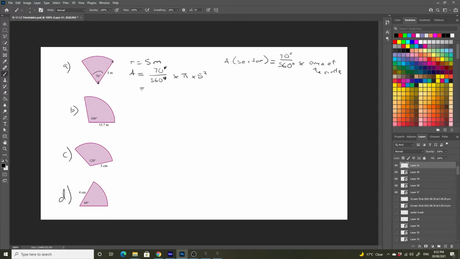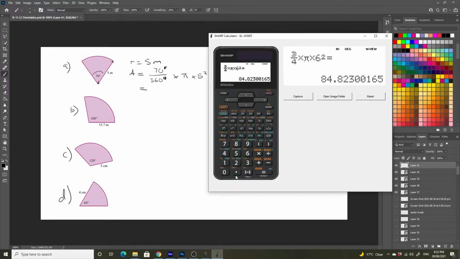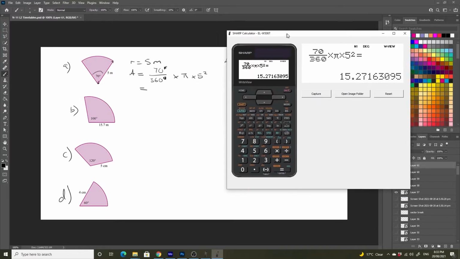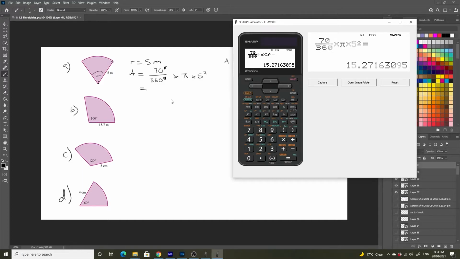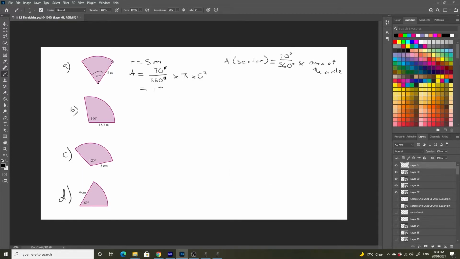70 divided by 360 times pi times 5 squared, and this is pi r squared, so that's the area of the circle. So the area is going to be equal to, well, let's bring up our calculator and do 70 over 360 times pi times 5 squared, or 25. If we get this into a decimal form, it's 15.27 to 2 decimal places. Now we just need to check the units. It's in meters, so it's area, so it's going to be meters squared.